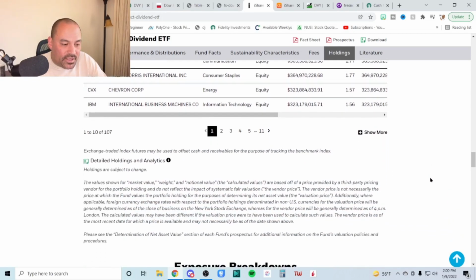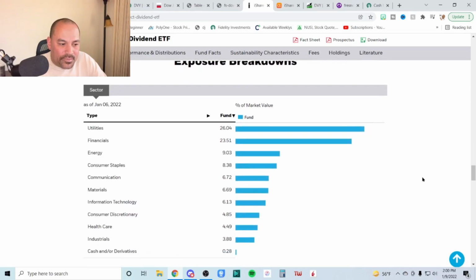Let's see if they have the exposure breakdowns. Here they are. As of January, 26% of the fund is in utilities. So this should give you possibly a defensive position having this ETF. Although utilities are somewhat negatively affected by rising rates, so we'll see how that works out.